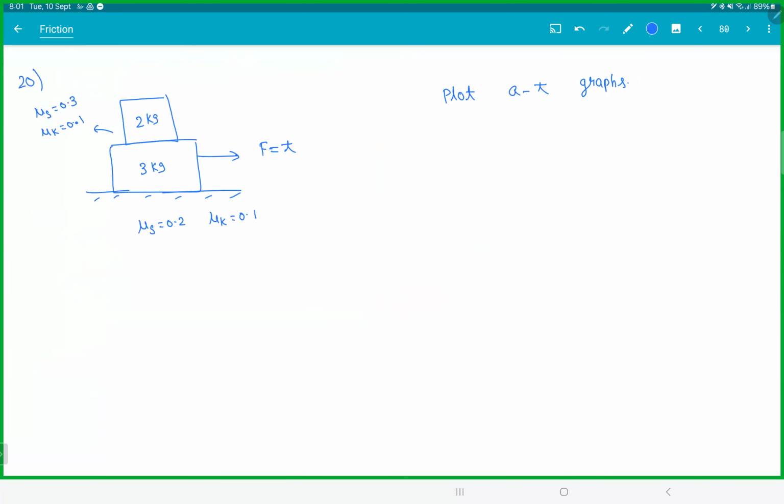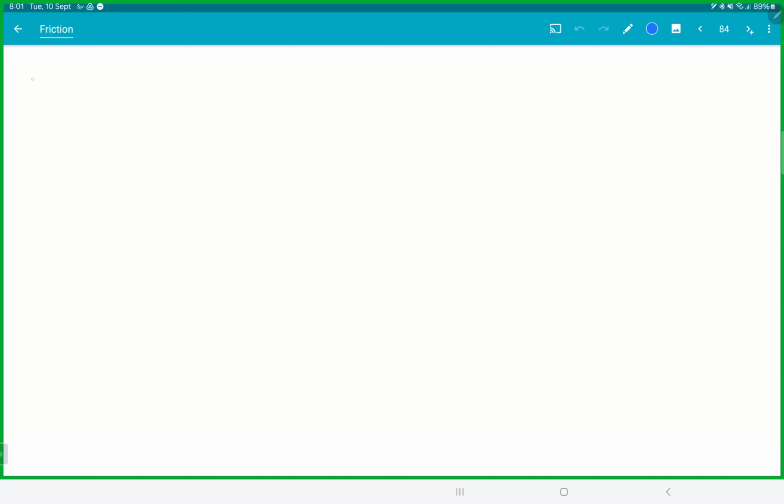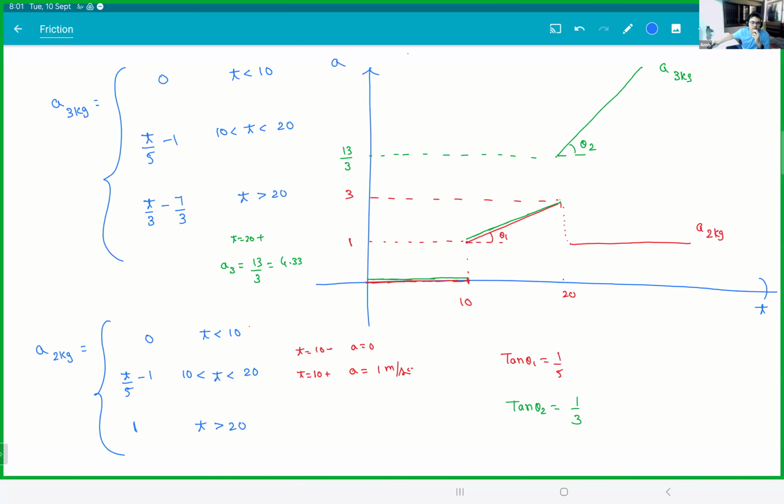Now I'll give you one more like this. Now you guys try. Now, technically, 3 block problems are not in the portion.